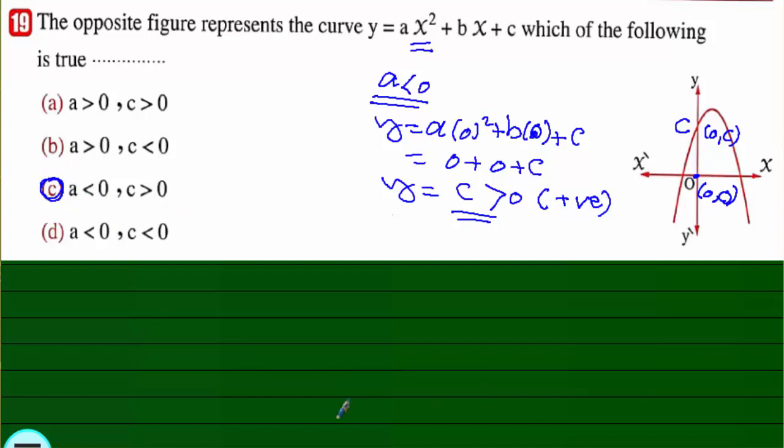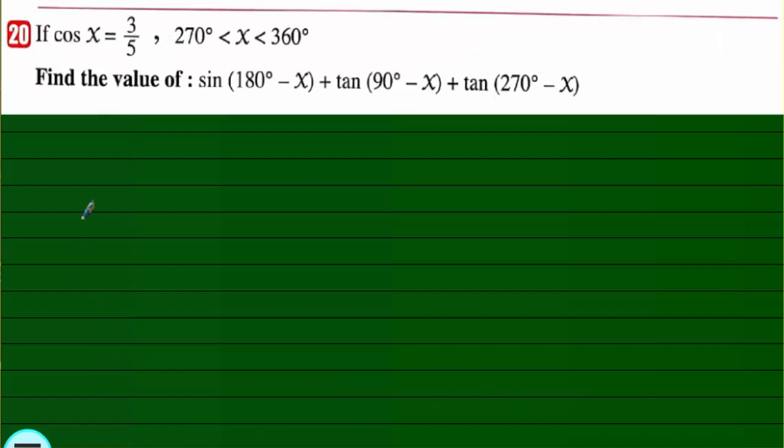Next question, question number 20. We have cosine x equals 3 over 5, and x is less than 360, greater than 270. So it lies in the fourth quadrant here.